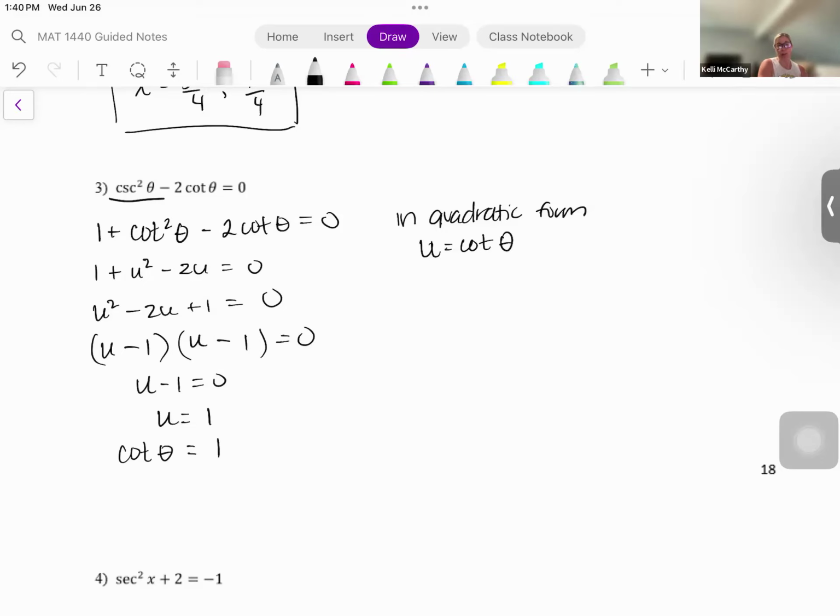Using that reciprocal property, cotangent theta equals 1 tells me that tangent theta, which is the reciprocal of cotangent, is also 1. Now thinking about the unit circle, tangent's positive in the first and the third quadrant. And to get a ratio of 1 with sine over cosine, those values for sine and cosine have to be the same. So that's going to be pi over 4 and 5 pi over 4.